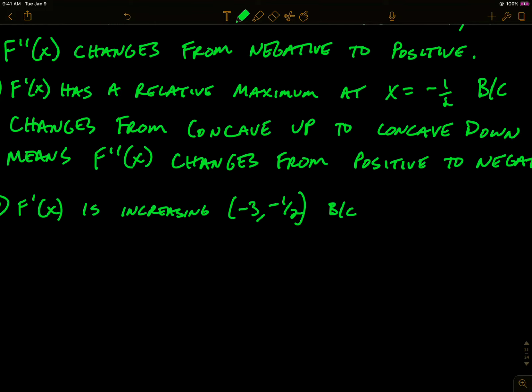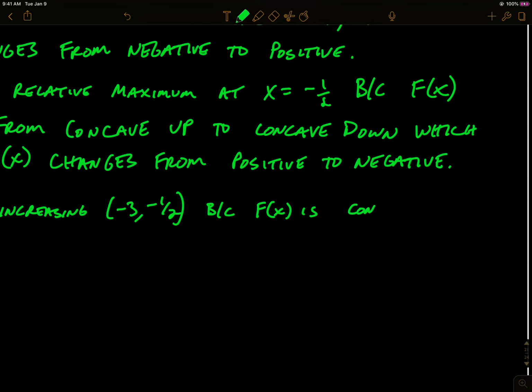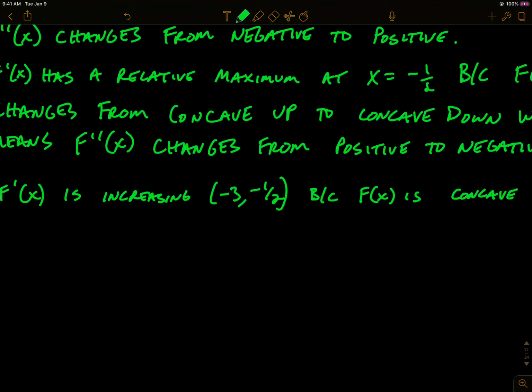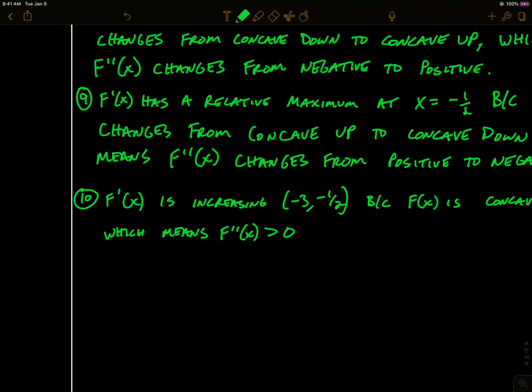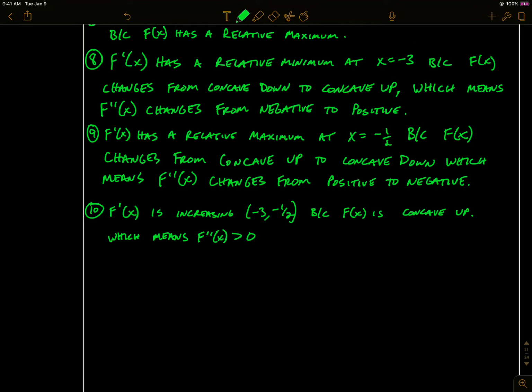because f of x is concave up, which means f double prime is positive. So again, we're supposed to be talking about f prime, but I know that the derivative's increasing anytime its derivative is positive. And I know the second derivative is positive anywhere the original is concave up.